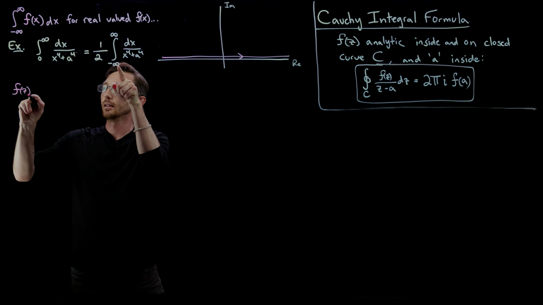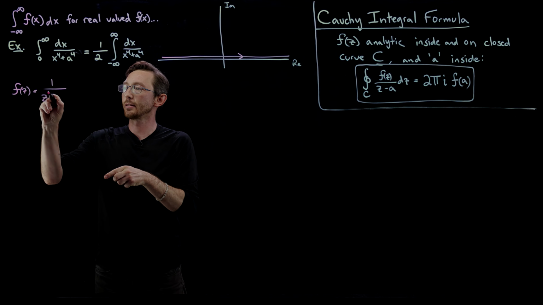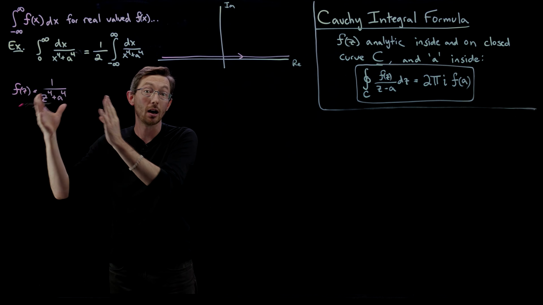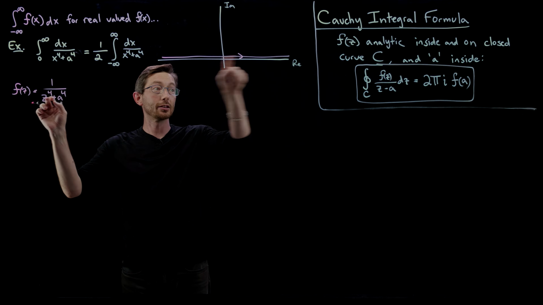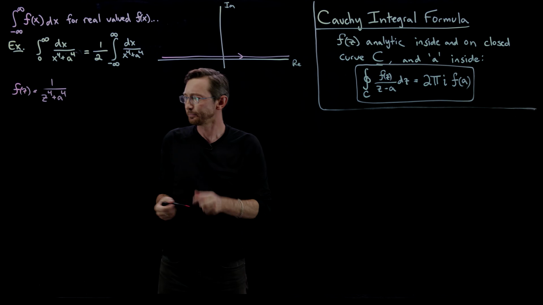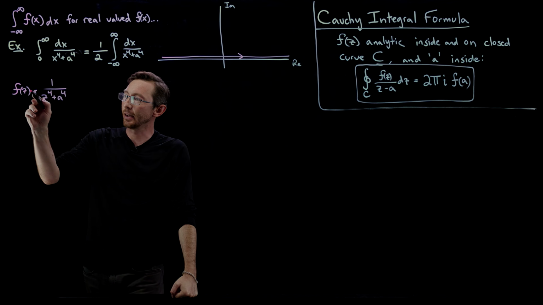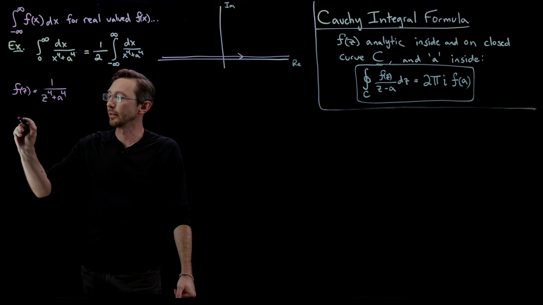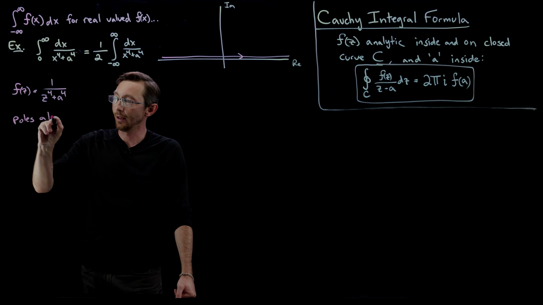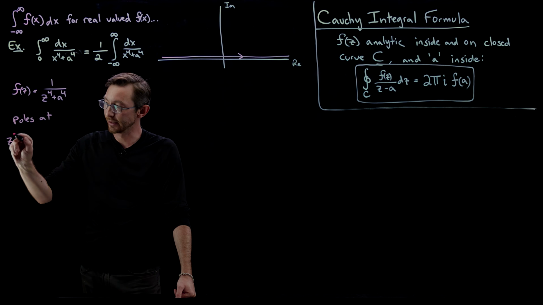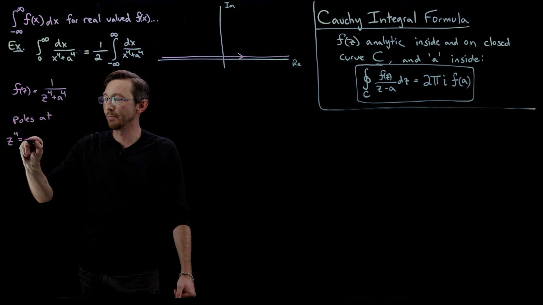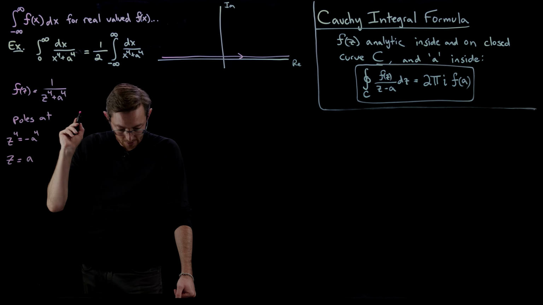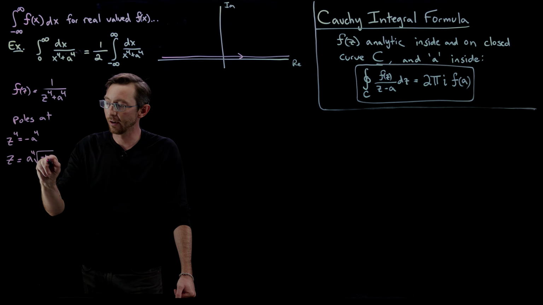So what we're going to do is look at the function f of z equals 1 over z to the fourth plus a to the fourth. So we're going to take this real valued function and map it into a complex valued function, where if I looked only at the real axis, it would recover my real valued function. And this complex valued function has poles at z to the fourth equals minus a to the fourth, which means there are poles at z equals a times the fourth roots of negative 1.